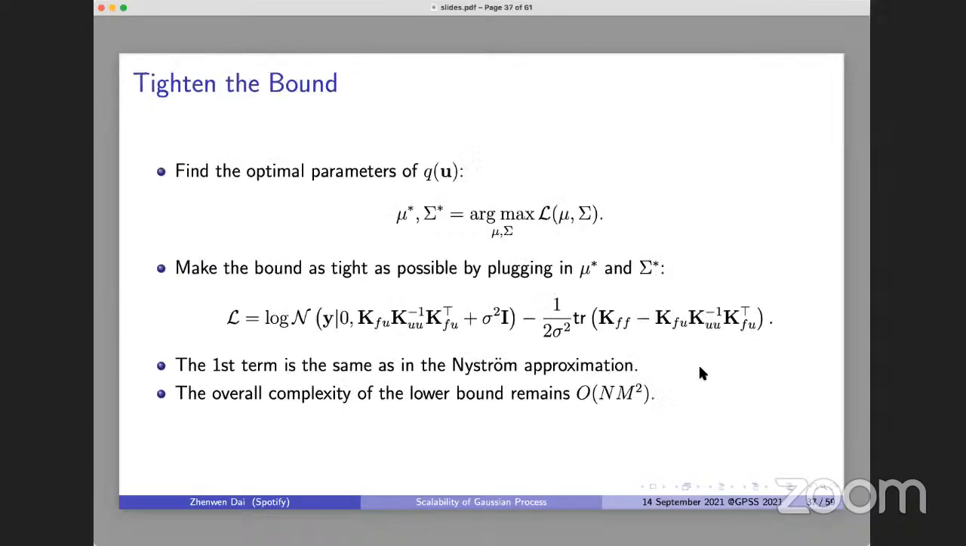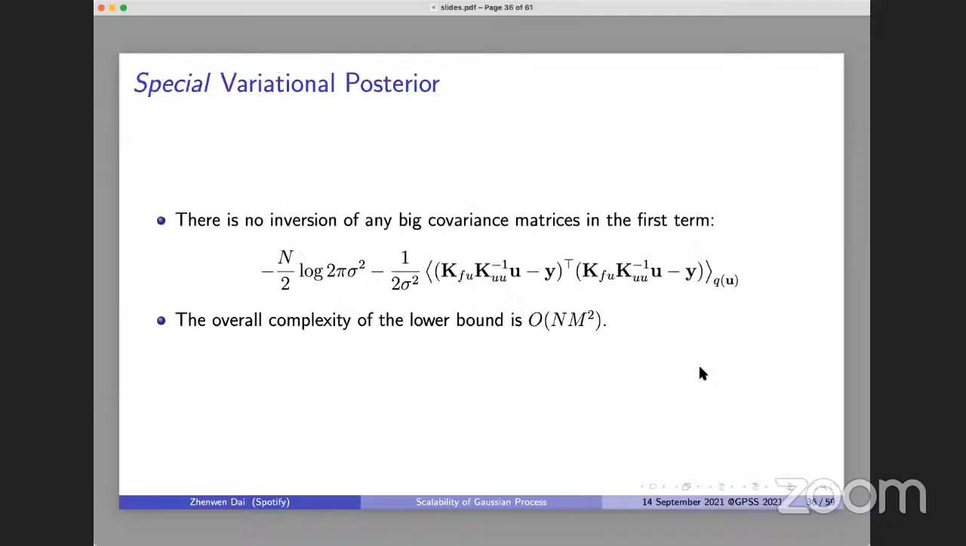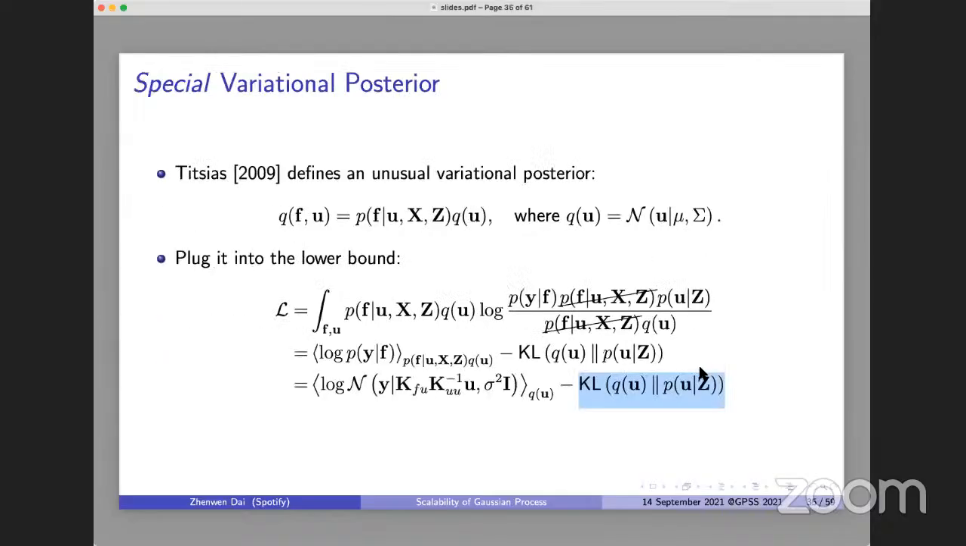There's a quick question, I'm not sure which expression it was on, but Simon asked what happened to P of F given U, X, Z as a prefactor to the KL term. So you scroll back. Say again? I think he's concerned about the first term. So he wrote, what happened to P of F given U and X and Z as a prefactor to the KL term?